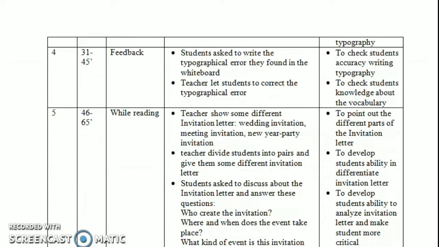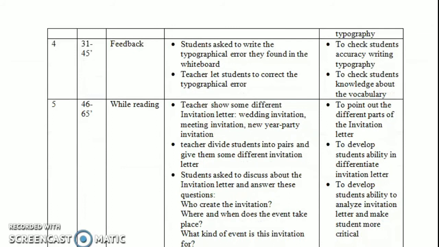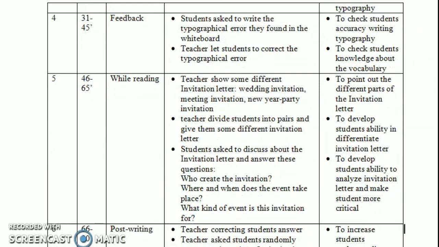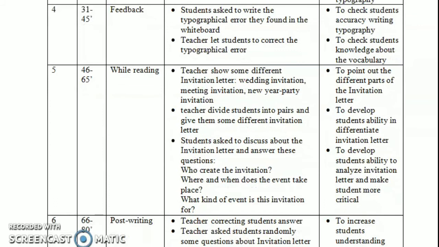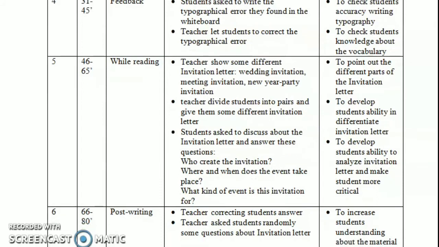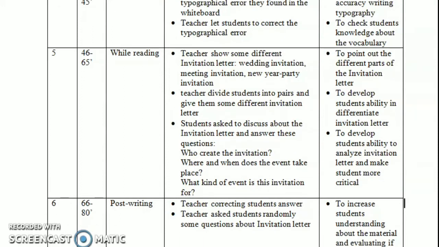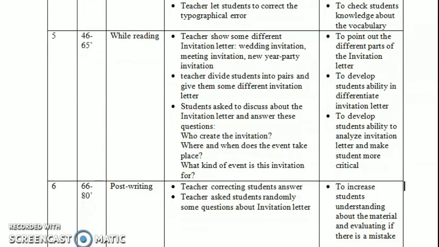So the next stage is the feedback activity. It takes 15 minutes. The procedure is: students are asked to write the typographical errors they found on the whiteboard. So the teacher leads students to correct the typographical errors. The aim is to check students' accuracy in writing typography and also to check students' knowledge about the vocabulary.